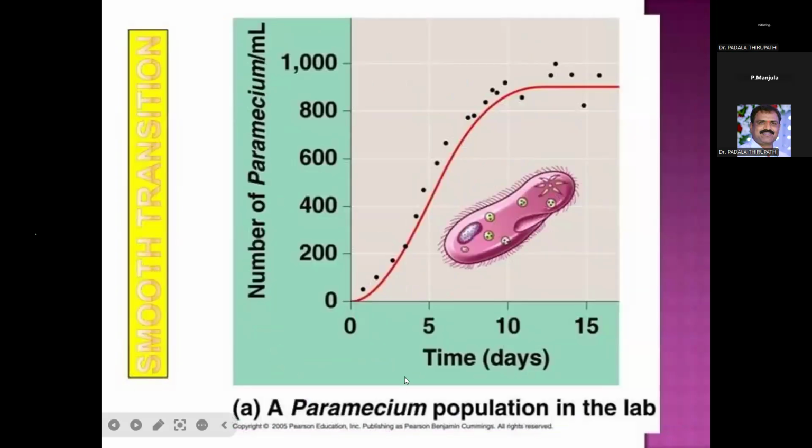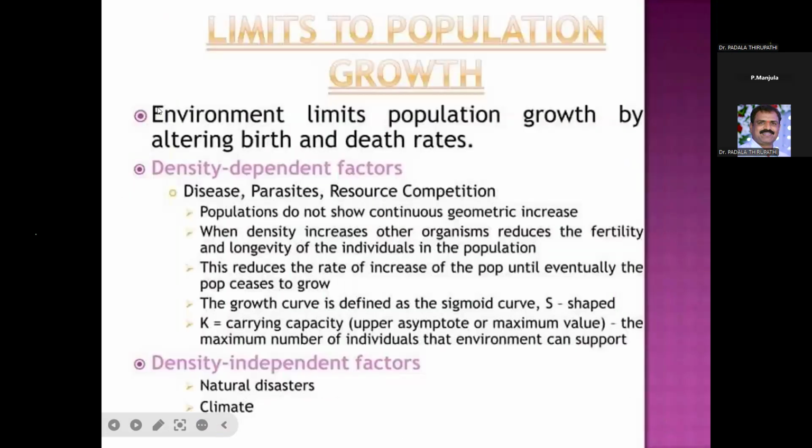We can also observe the logistic growth in Paramecium. There is a smooth transition: the number of paramecia increases and later it declines. The limitations to this population growth are mainly environmental, which limit population growth by altering the birth and death rates, and density dependent factors like diseases, parasites or resource competition.